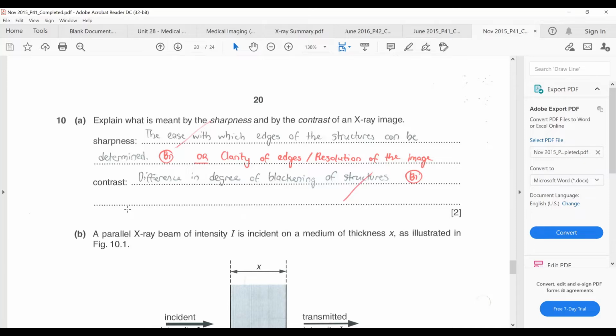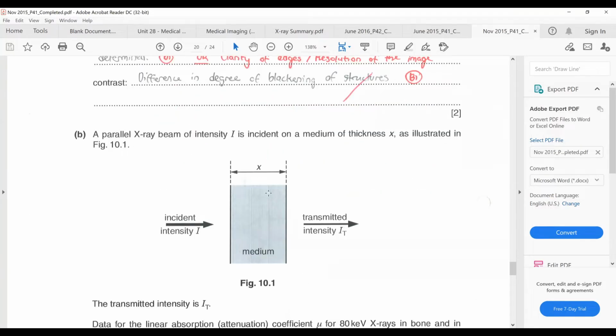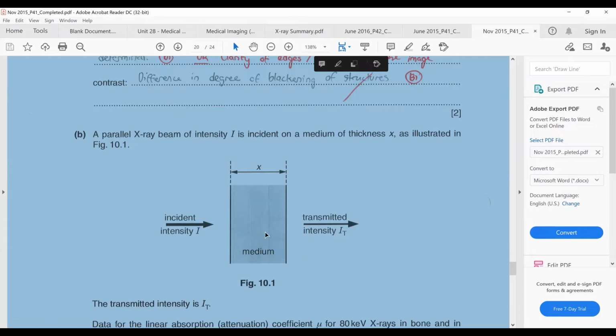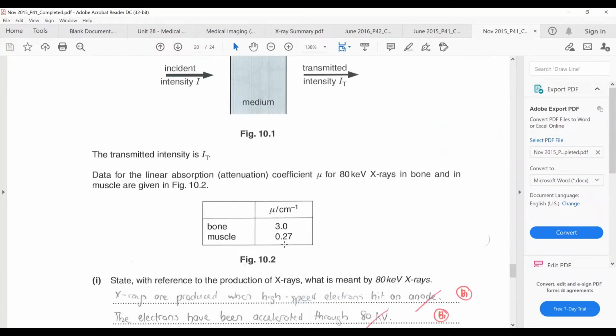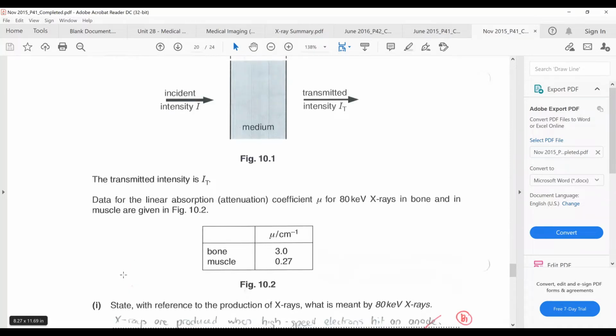Then after that, if you have a look at part B, they mention to you that a parallel X-ray beam of intensity I is incident on a medium of thickness X, as illustrated in the figure, right? Your medium of thickness X, incident intensity I, transmitted intensity IT. This is kind of like the intensity remaining after passing through the medium. Okay, they tell you the linear absorption or attenuation coefficient mu for 80 keV X-rays in bone and muscle are given here. State with reference to the production of X-rays what is meant by 80 keV X-rays.